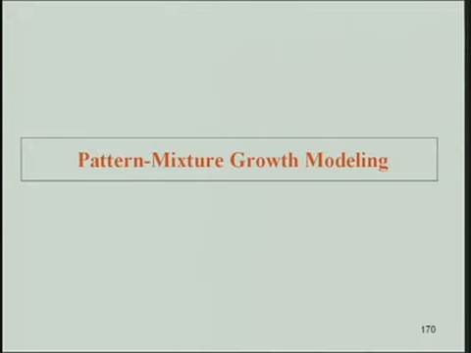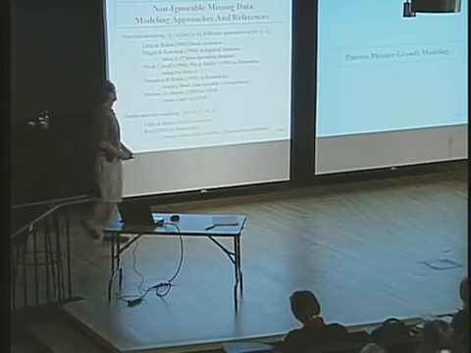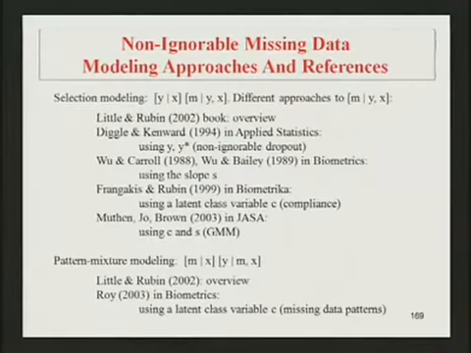There is a whole literature on non-ignorable missing data, that is, missing data that is not MAR, missingness that is dependent on unobserved variables. There are two, just briefly, two general approaches to this kind of modeling: selection modeling versus pattern mixture modeling. Statistically, they look at the distribution a little bit differently.